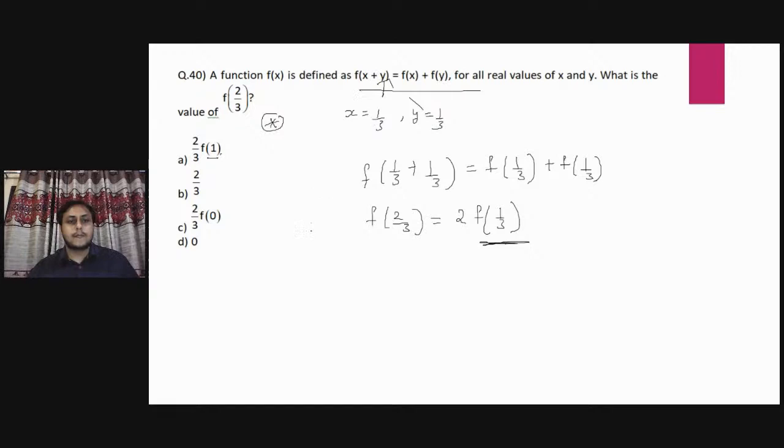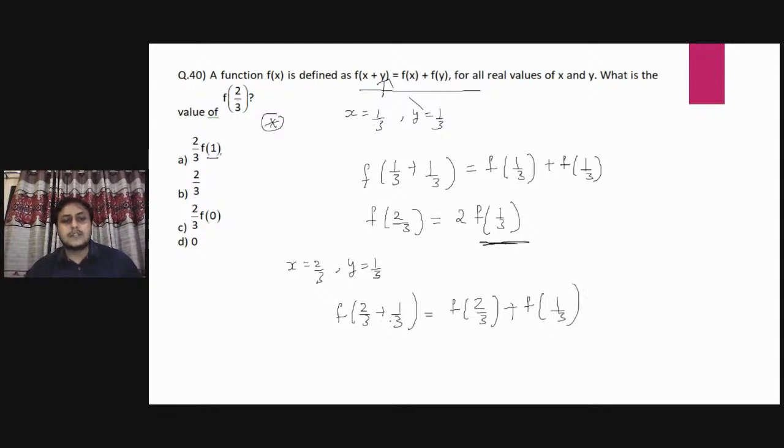So guys, just put x equals to, let's take anything, 2 by 3 plus 1 by 3. Yes, put x equals 2 by 3 and y equals 1 by 3. I'll tell you why I thought this way, x 2 by 3, y 1 by 3. So when you put x equals 2 by 3 and y equals 1 by 3 in this relation, what you will get is 2 by 3 plus 1 by 3 equals f of 2 by 3 plus f of 1 by 3.